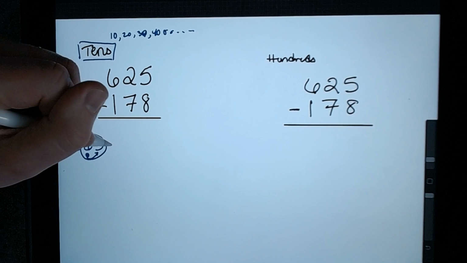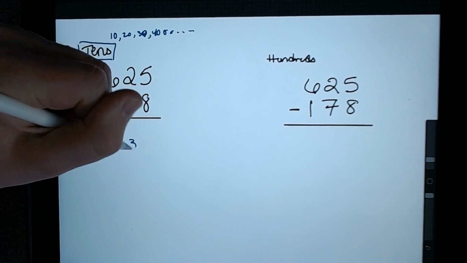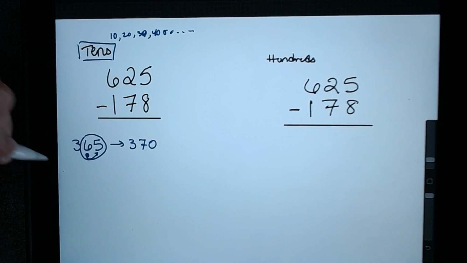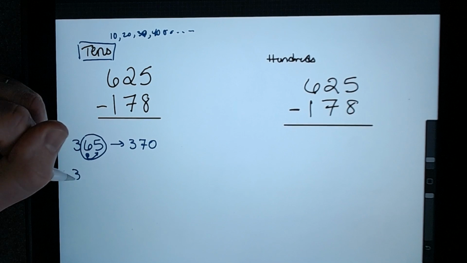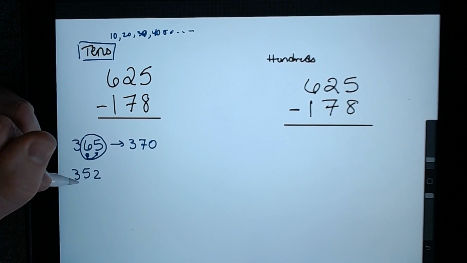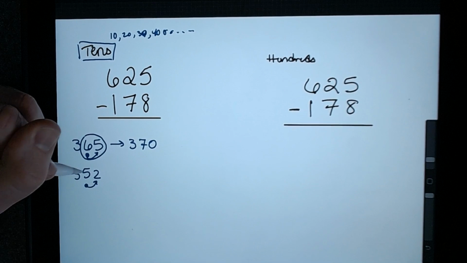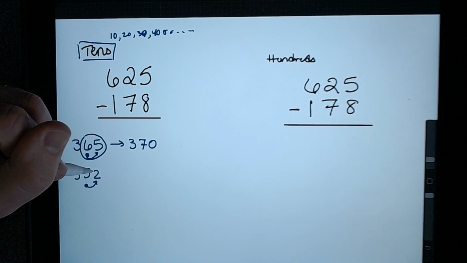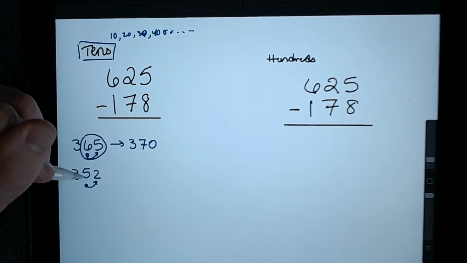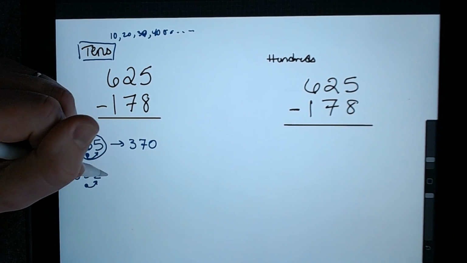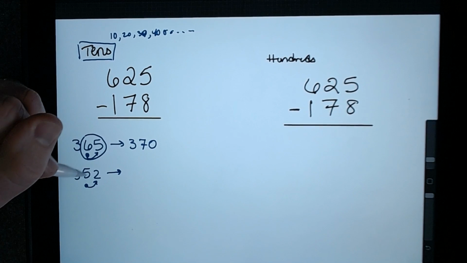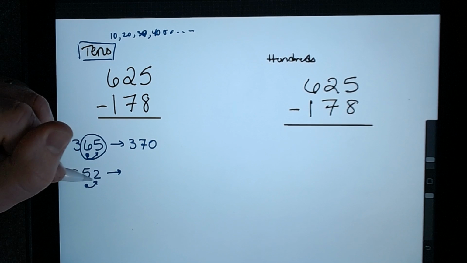So that would make this round to 370. However, if we have, say, 352, we're still rounding to the tens. So we're rounding in the tens, we're looking at this guy here. This one is a 2. So this is below 5. So it's a 0, 1, 2, 3, or 4. So that tells us that we're going to round to the 10 that is below 52.